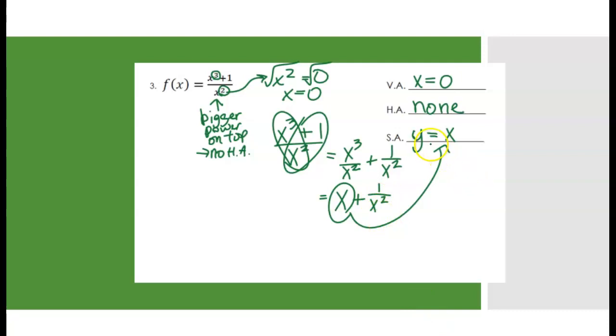Which, by the way, is kind of a special function. Do you remember what this is? Y equals x. And that's not cubic because it doesn't have a cube. It has an exponent of 1, so it's a linear what? Linear parent function. There we go. So the linear parent function is the slant asymptote. That's kind of nice.